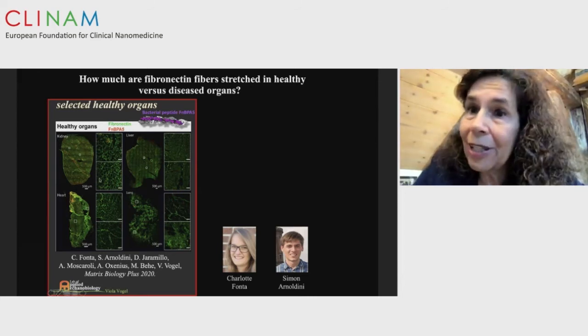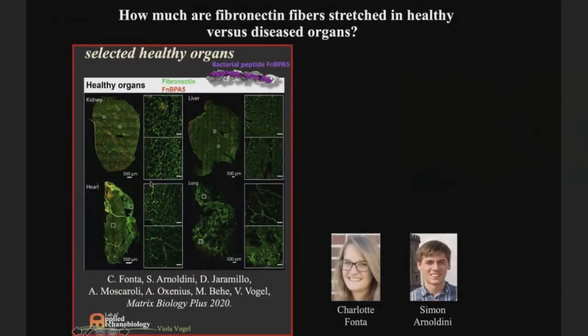For that reason, we utilized, first of all, a polyclonal fibronectin antibody, and saw that all the healthy organs that we studied are rich in fibronectin, which is known. But then we, again, photo-labeled our peptide probe with the red color and saw very few regions that light up in red, indicating that fibronectin fibers are maintained in a rather high tensional state in healthy tissue.